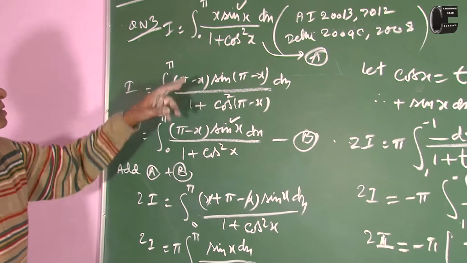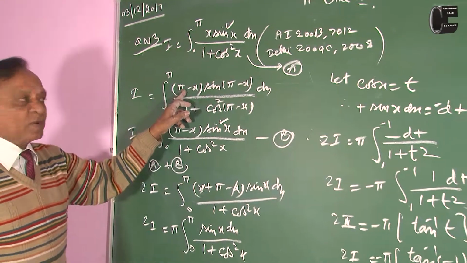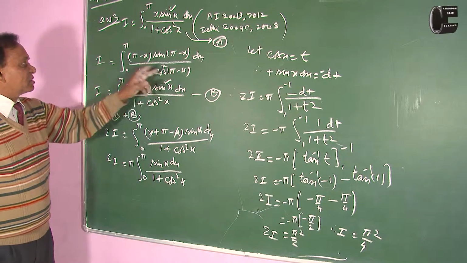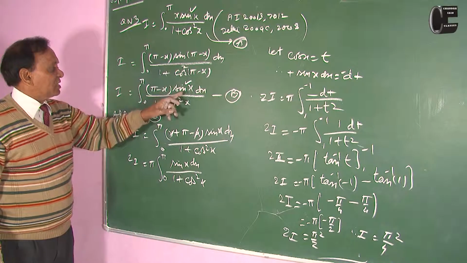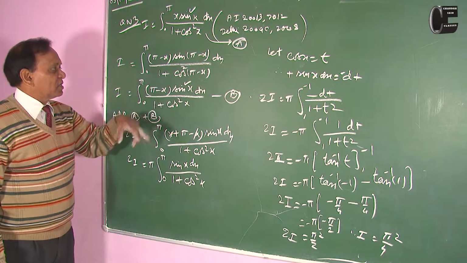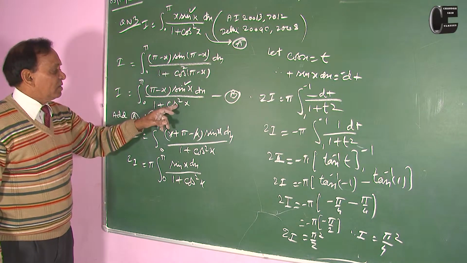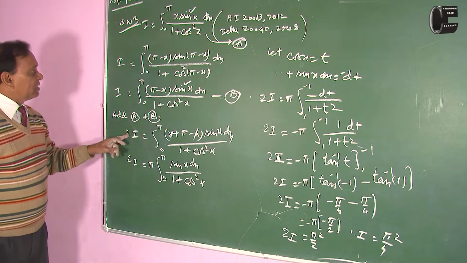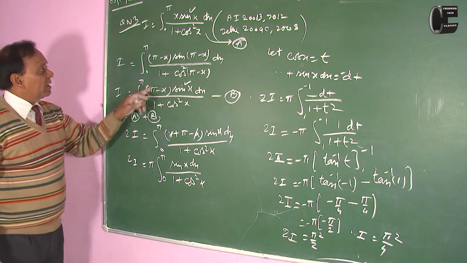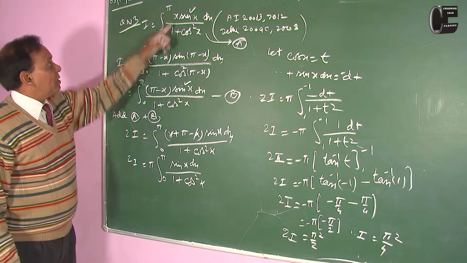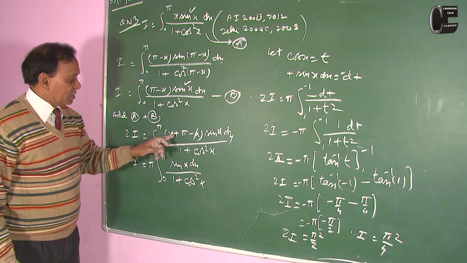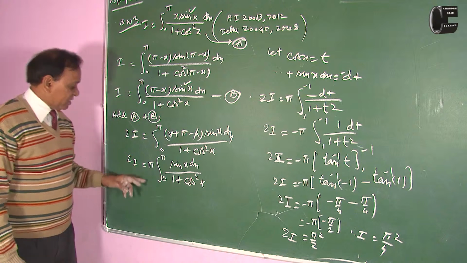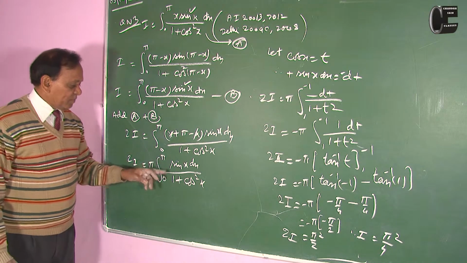This is your question. Apply the fourth property of the theorem. In place of x, replace pi minus x. Sin of pi minus x equals sin x. Cos of pi minus x is minus cos x, its square will be plus cos square. This is a, this is b, add them: a plus b, I plus I, 2i, and this is common. X plus pi minus x, x will be cancelled. We get sin x dx over 1 plus cos square x, 2i equals pi, integral from 0 to pi.